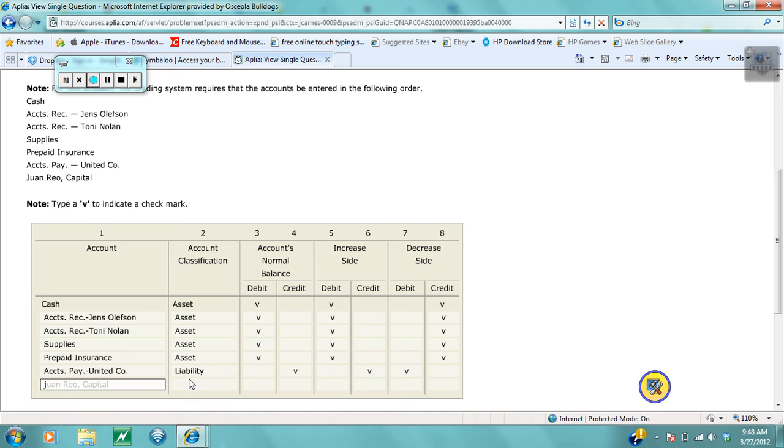Next account is the capital account. What kind of account is that? Well, that's an owner's equity account. The normal balance side is a credit. It increases with a credit, decreases with a debit.